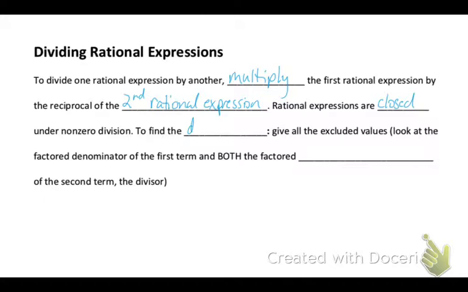That just means a set, in this case rational expressions, is closed under that operation if when we do it, our answer will always be a member of that same set, so it will always be a rational expression. To find the domain, we're going to give all the excluded values that we need to. We're going to look at the factored denominator of the first, and then we need to look at both the factored numerator and denominator of the second term, because we are flipping that expression, both of those have time in the problem as denominators.